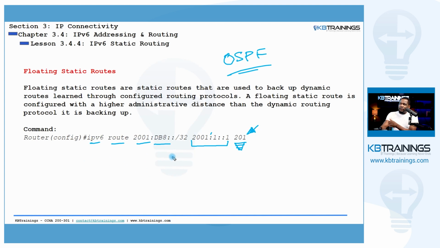So this route will be floating on top of EIGRP or OSPF. So if we don't have anything with EIGRP or OSPF or any other routing protocol, we are going to use this static route. So it stays there in case there is no better route with a better administrative distance. So this is a floating static route. I'm going to show you how to configure it in the lab.